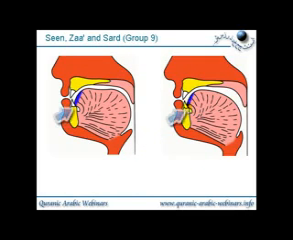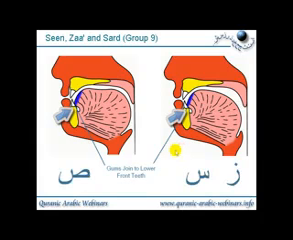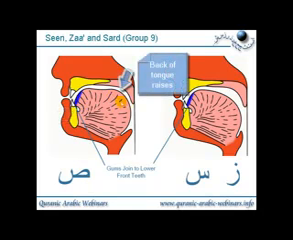Group 9 is where the tip of the tongue touches the bottom gums and the inside bottom front teeth. And the 3 letters are Za, Sin, and Sod. And again, Za, Sin, the tongue touching the lower gums and the bottom of the inside teeth, the tongue as normal. And Sod, Sod, a bit more pressure on the tongue and the back of the tongue will lift a little bit. So that was group 9.